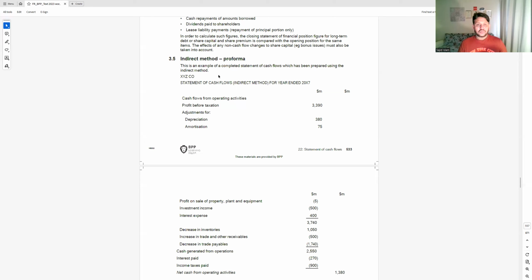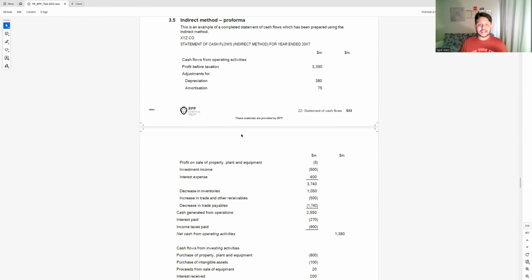So indirect method, pro forma. This is an example of a completed statement of cash flow which has been prepared using the indirect method. It will be the indirect method in the exam. Don't worry about the direct method at all. So cash flow from operating activities. We start with profit before taxation. If the question has interest, remember that we need to add back the interest. If the question doesn't have interest, we don't have to worry about that, but you're going to see interest in the exam anyway.